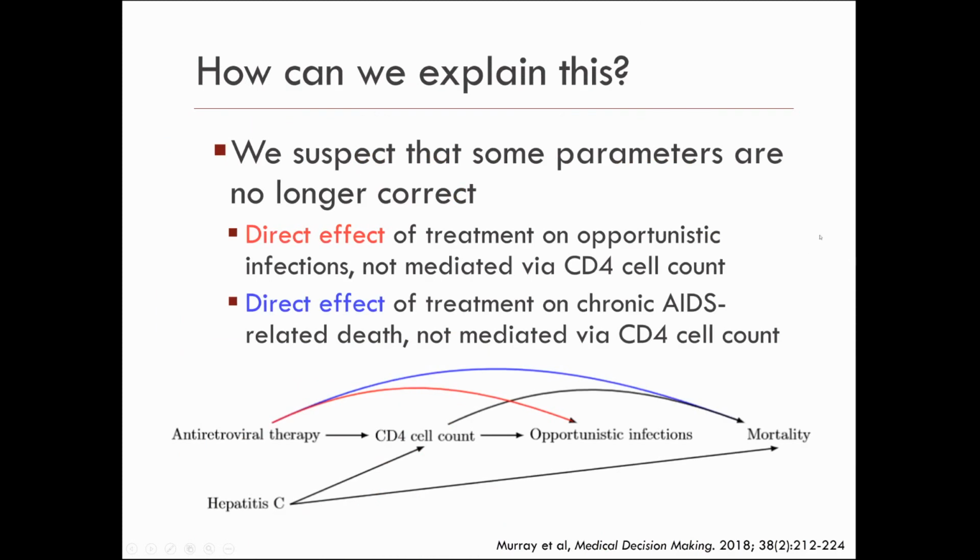So as I said, we suspect that some of the parameters may no longer be correct. One possibility to explain why we see differences is that some of the direct effects may no longer be appropriate. One of the reasons to suspect these is that direct effects here are really not something that we can calculate. I'm going to talk about this more in a second. But in the original model, these were assumptions based on expert best guess. So we have the direct effect of treatment on opportunistic infections, not mediated via CD4 cell count, which is the red arrow, and then the direct effect of treatment on chronic AIDS-related death, not mediated via CD4 cell count, which is the blue arrow.